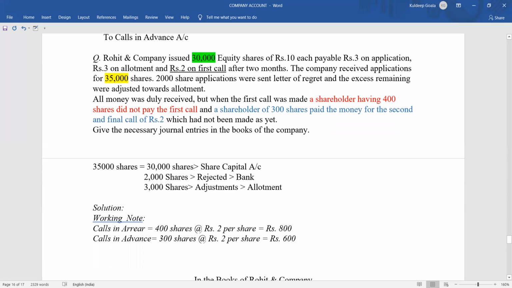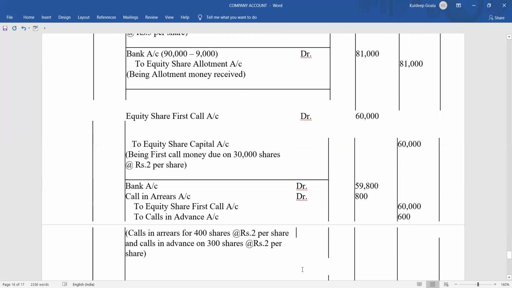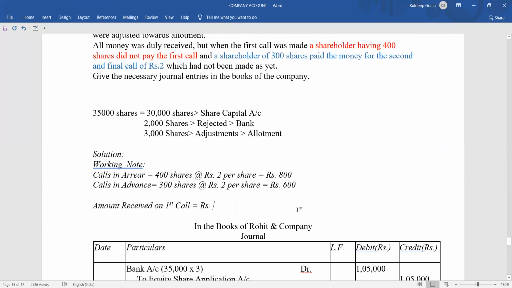Now we'll find out the amount of money received. How much amount have we received on the first call? Because calls in arrear and calls in advance are also there. So the amount received on first call equals how much? What was the first call money due? How much should we have received in the first call? 60,000 rupees should have been received. So it is 60,000 that we were supposed to receive.